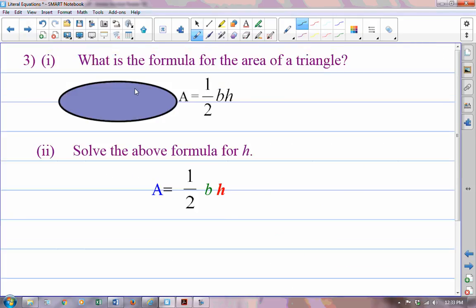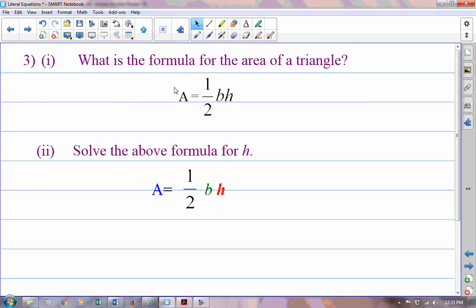Now, literal equations are often used in geometry or in science classes. So it says, what is the formula for the area of a triangle? So write down A is equal to 1/2 base times height. All 3 of these things are being multiplied together. The half times the b times the h. So if you want to, you can put the dot there for multiplication to help you make sure that you know what operation you will use to undo.